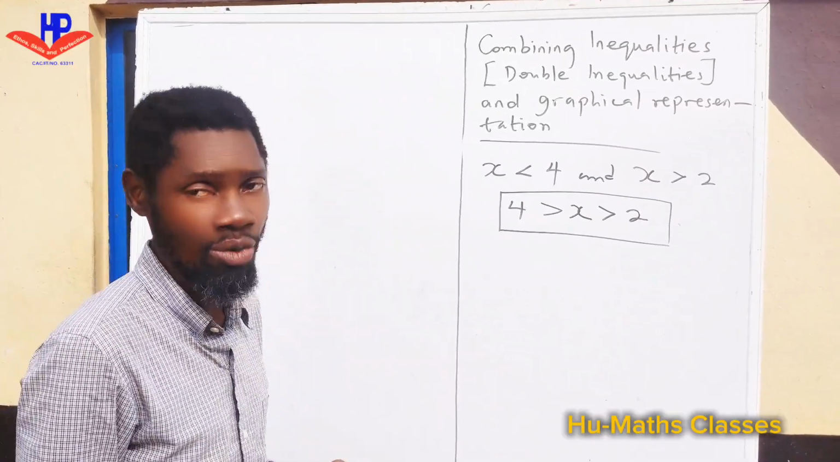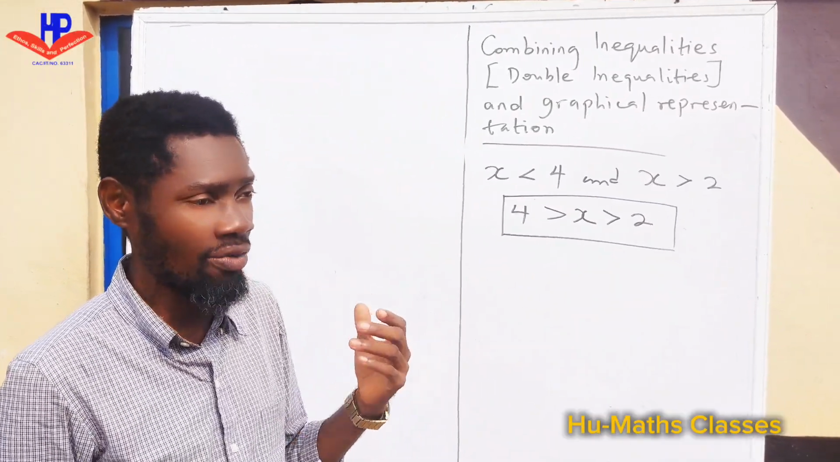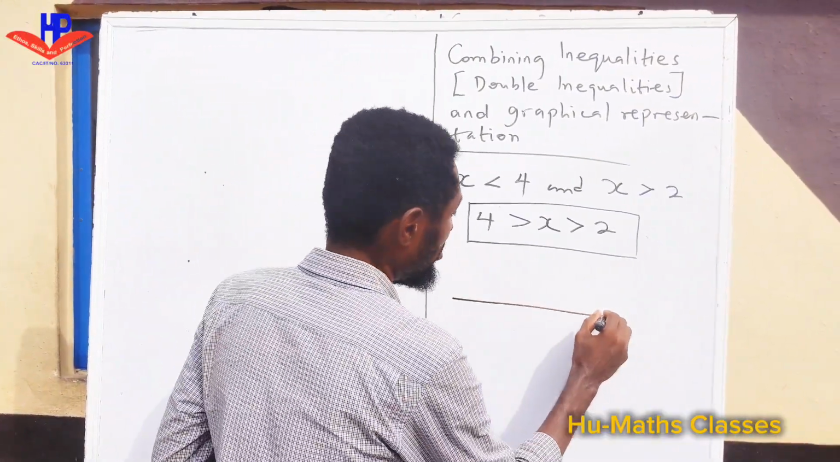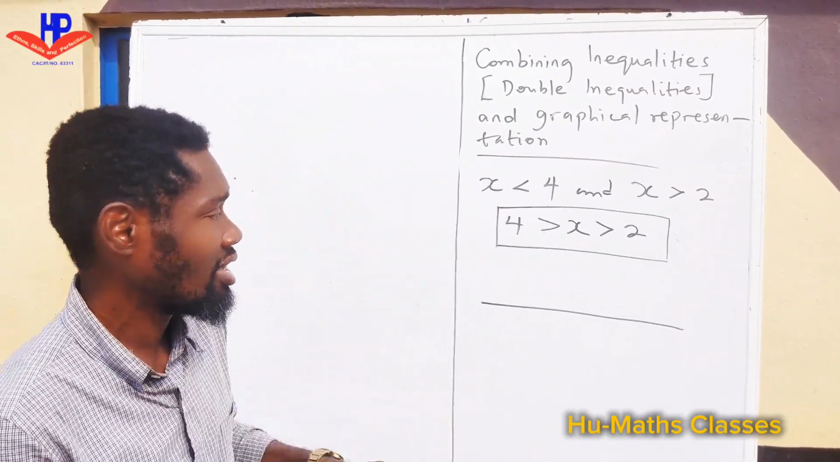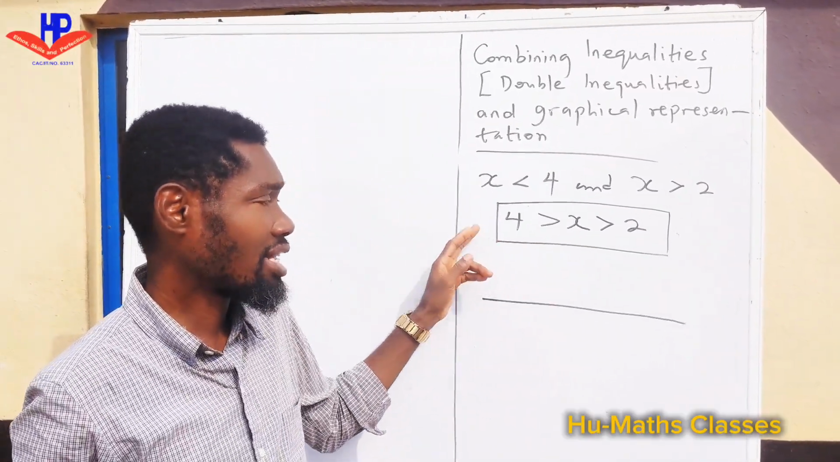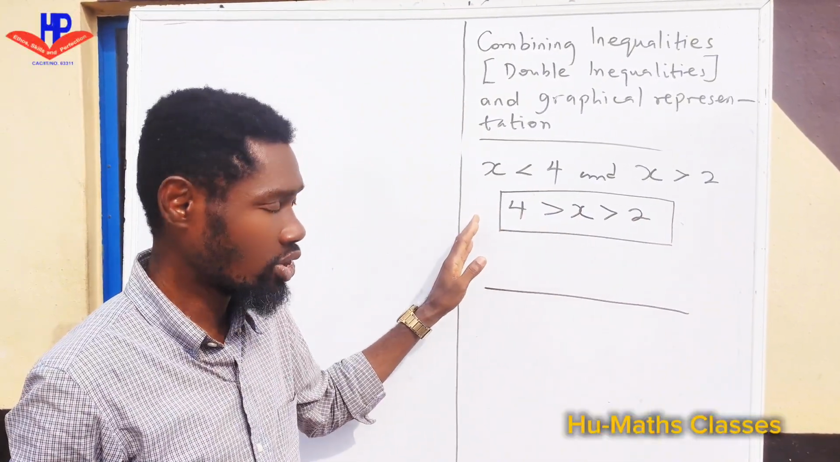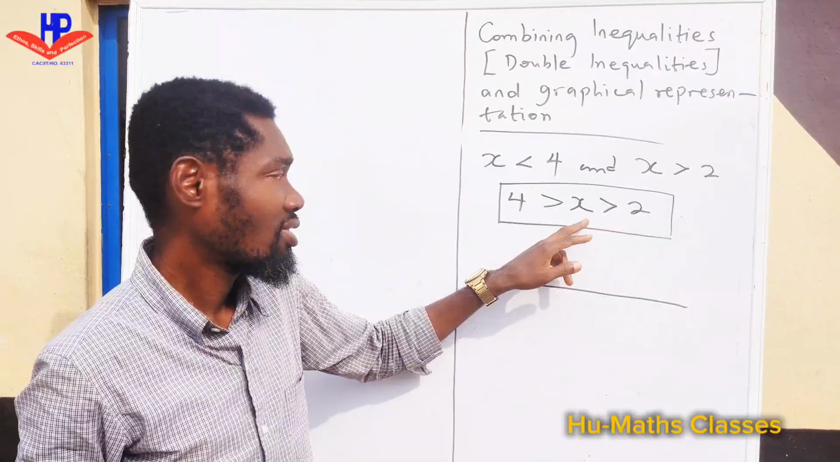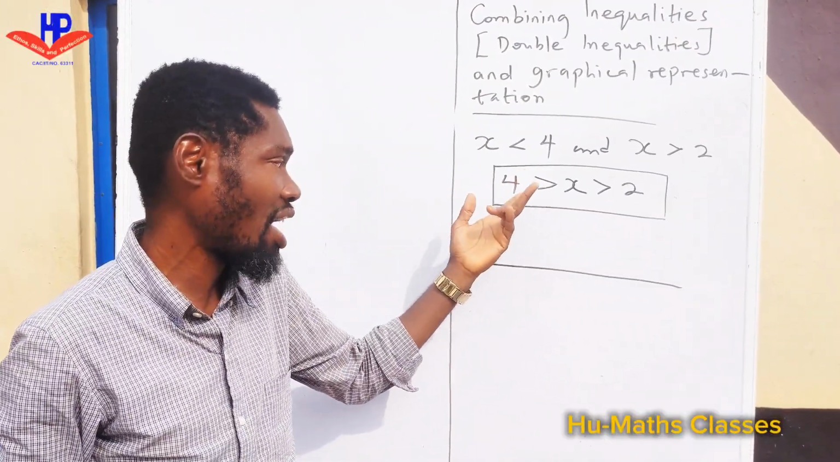It's the same idea that we already know from the previous classes. So I will need to draw a number line. Remember that this inequality is exclusive in the two directions. It's exclusive here and also exclusive here. So 4 is not a member of x, and 2 is also not a member of x, from the inequality that we have right now.